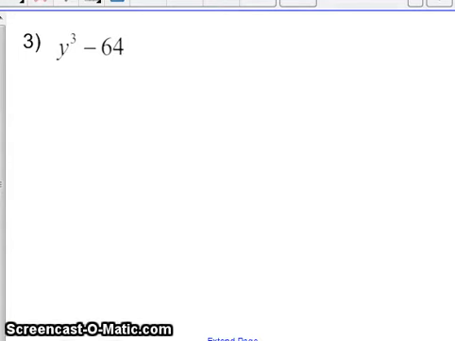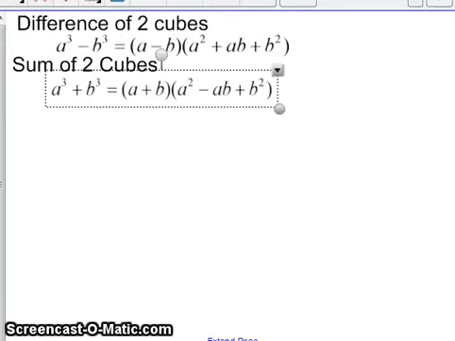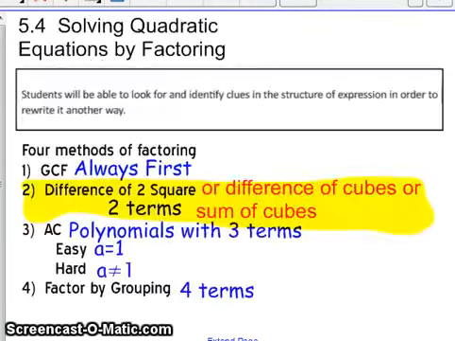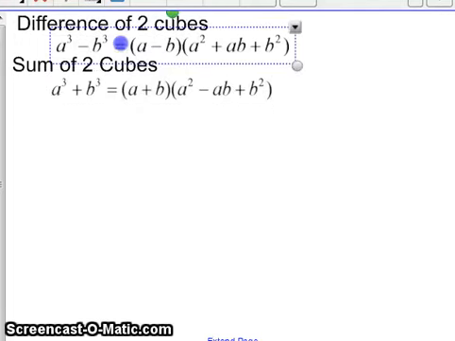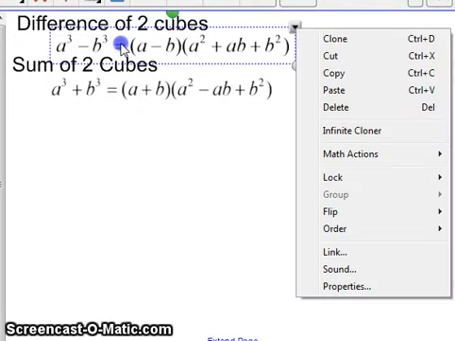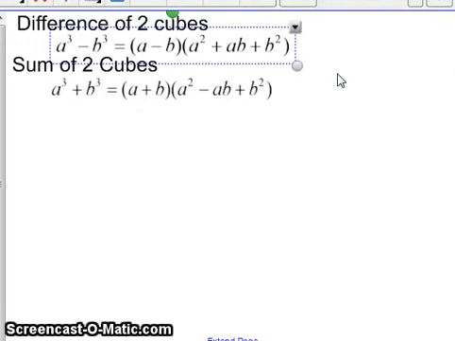All right, so this one is a difference. Write down the problem. We've got a different formula for sum and a different formula for difference. So I'm going to go back and find my difference of 2 cubes formula. Oops, here it is right here. Here's my difference of 2 cubes formula. I'm going to copy that, and I'm going to bring it to my new page.